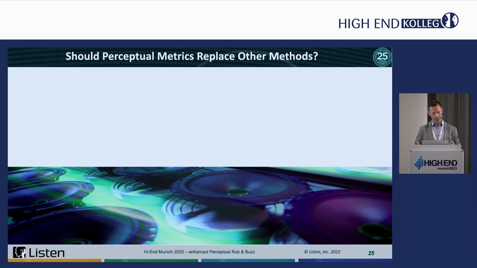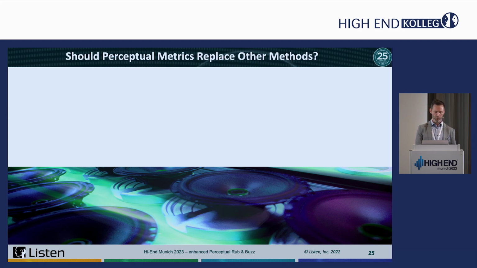Great. So, should perceptual metrics replace other methods? I'm going to finish up to explain how these fit with methods you've probably been using for years, if you're already involved in end-of-line testing of audio products. So the big question is, should perceptual measurements replace the conventional harmonic distortion measurements for production line rub and buzz measurement? And the answer to that, in our opinion, is while they certainly could, with no decrease in perceived product quality, there's a value in measuring both simultaneously.